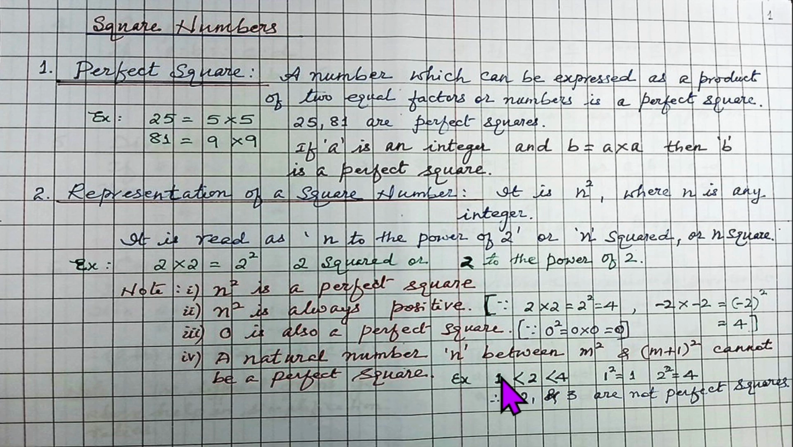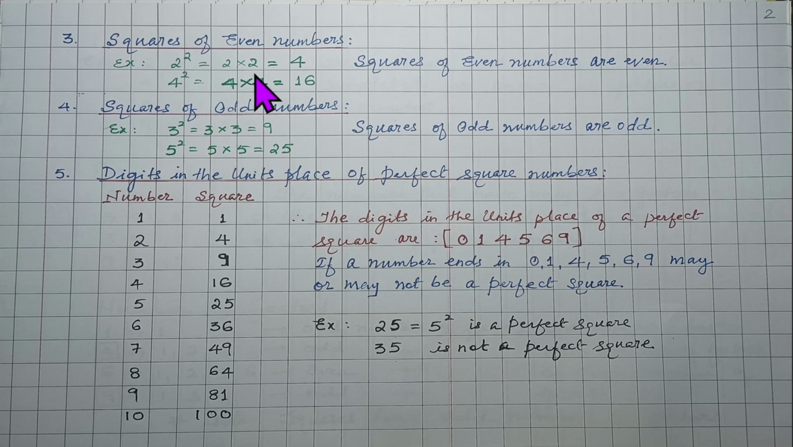For example, if you take the perfect squares 1 and 4, 1 squared is 1, 2 squared is 4, and between 1 and 4 we have 2 and 3, which are not perfect squares. Remember that. Now coming to the squares of even numbers, 2 squared is 4, 4 squared is 16, which are both even.